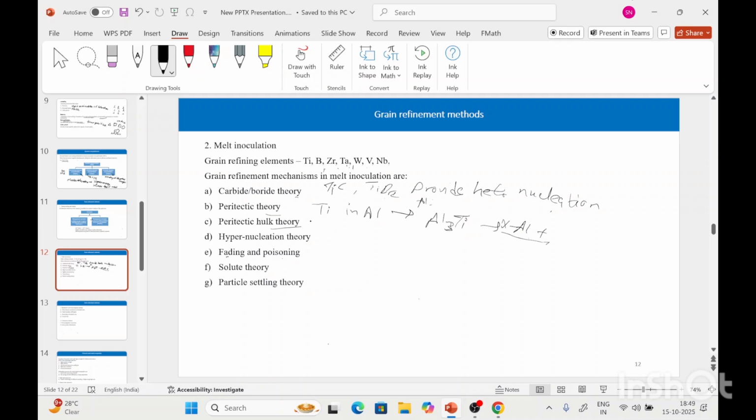Similarly, the peritectic hulk theory also says it is the combination of Al3Ti particles and TiB2 particles. Both will rearrange in some manner that provides the heterogeneous nucleation site during solidification. Then hypernucleation is there, which means different types of elements are added, and that will increase the nucleation rate.